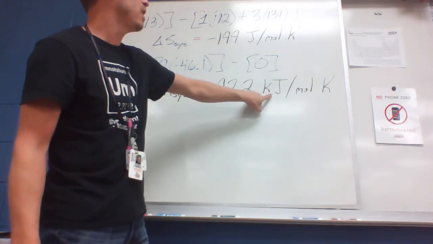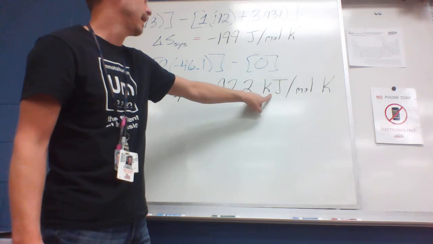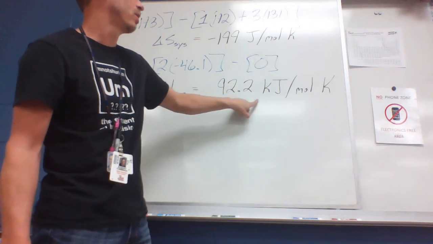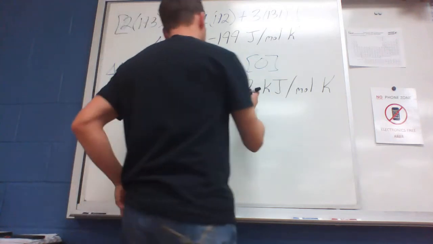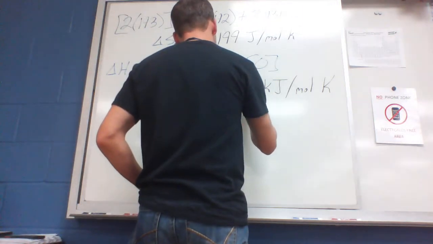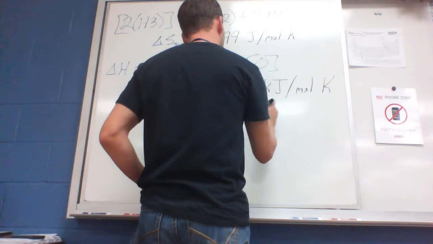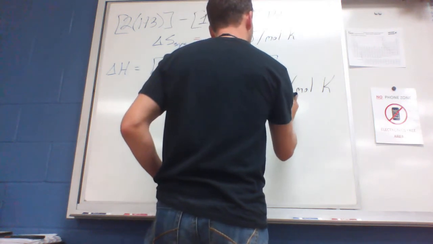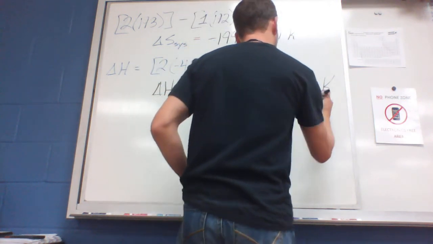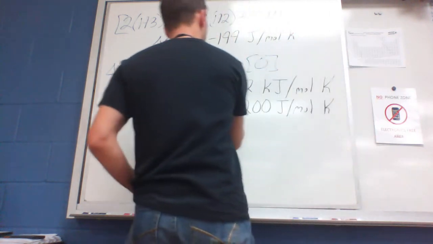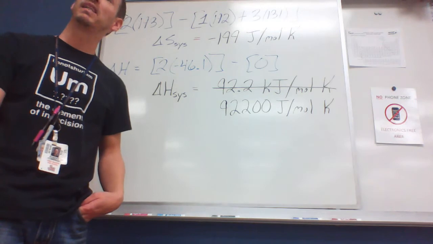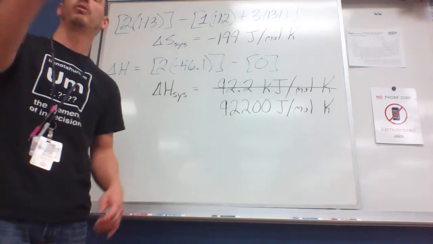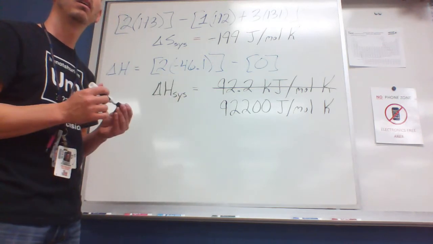So I can change this to joules real easy. We just slide that decimal to the right 3 times. If I do that, it'll become 92,200 joules per mole. Did we just multiply by 1,000? So there's the better value. Are we still okay? Because now they're directly comparable.